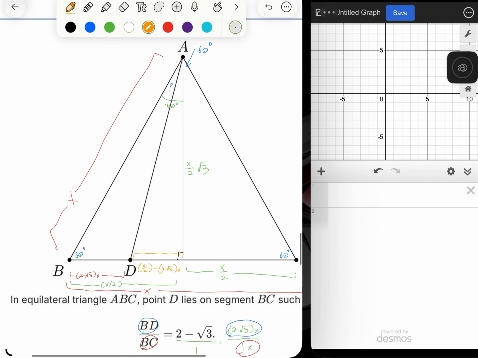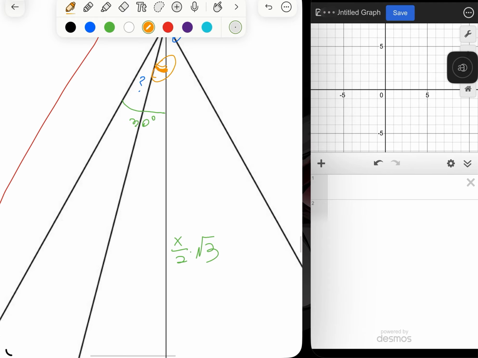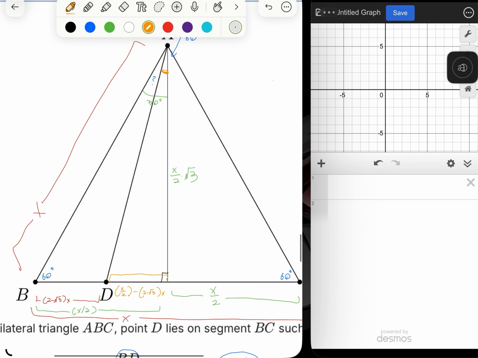Well, think about it this way. If this is 30 degrees, and if we know the measure of this angle here, then you can find the measure of this angle, because that's just a difference. But how do you find that orange angle? Well, think about it. We have the opposite side of this angle in terms of x, and we have the adjacent side.